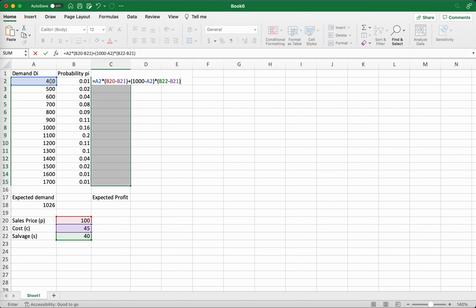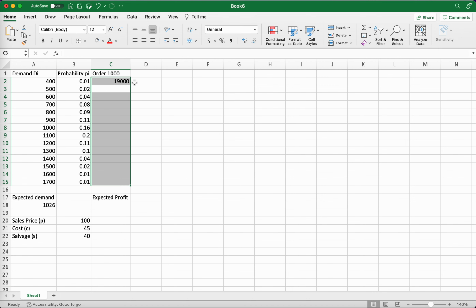So again, 400 items will be sold at a profit of $55. We'll sell them for $100, it costs us $45, so we'll end up making $55 of profit for the first 400 items because demand is only 400. The remaining 600 items, which were the 600 extra that we had, we'll have to salvage them. And when you salvage them, you basically lose $5. You're going to sell it at $40, it's going to cost you $45. Either way, one way or the other, it's going to cost you $45. And there you go. So the profit will be 19,000, right?